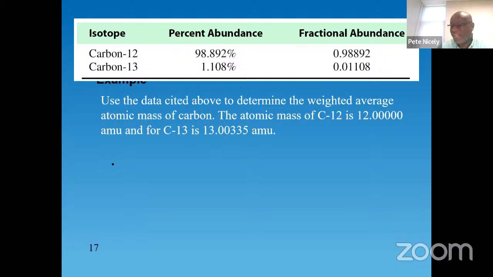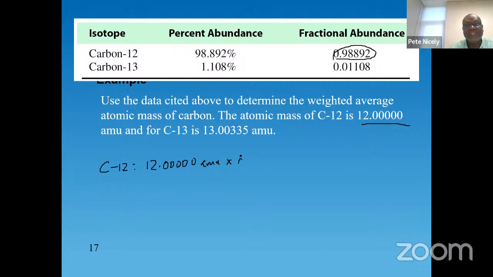So the way we would carry out this calculation is that we would take the mass for carbon-12. Let's deal with carbon-12 first. We take the mass of carbon-12, which is given here, and we have to deal with all the digits. So this would be 12.00000 AMU, five zeros, multiplied by the fractional abundance, which is 0.98892.